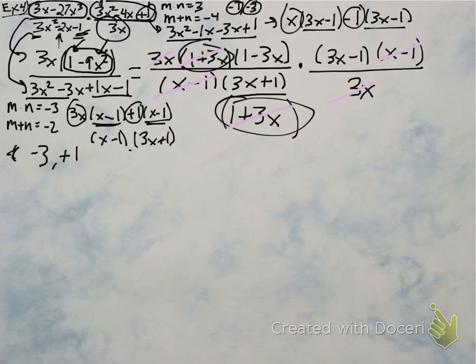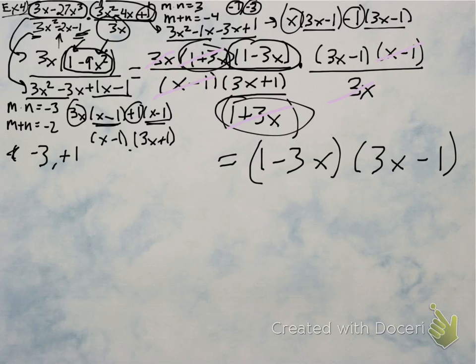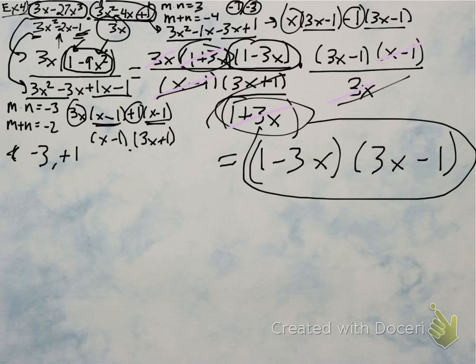Now, I think we're done here. I'm going to rewrite my final answer. The only surviving factors in the numerator were the 1 minus 3x and the 3x minus 1. And I think we cancel everything out because the x minus 1 went, this guy went, and this guy went. You can leave your answer like that. I wouldn't ask you to re-multiply everything out. That's about as hard a multiplication problem as I'd ever decide to give you.